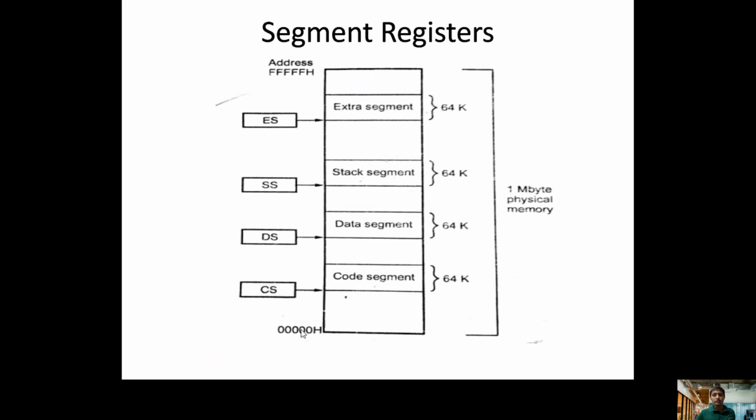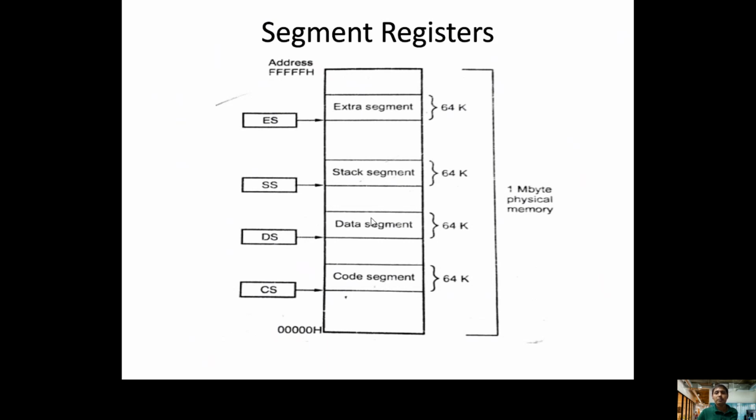For example, this memory starts at 50H and ends at, for example, 4FH. Then the CS register will hold the upper 16-bit of the starting address. What is the upper 16-bit here? 40H. So it will hold 40H.